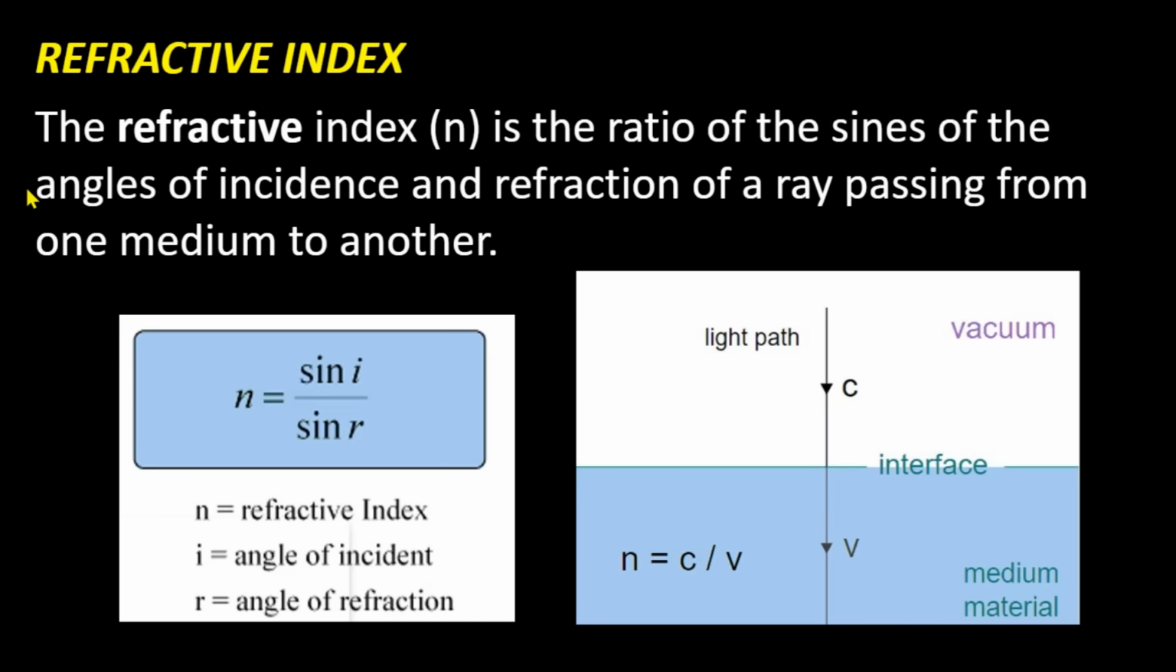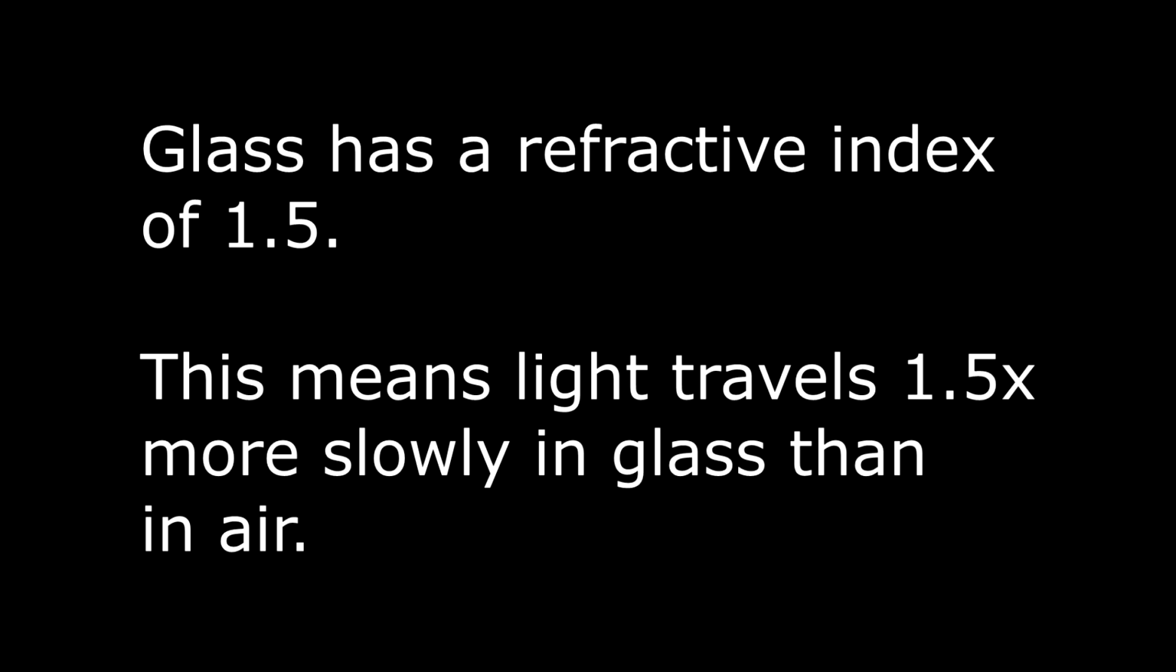Basically, what refractive index means is how optically dense an object is. It also refers to how much more slowly light is going to travel through that medium. So for example, glass has a refractive index of 1.5. That means that light is going to travel 1.5 times more slowly through glass.